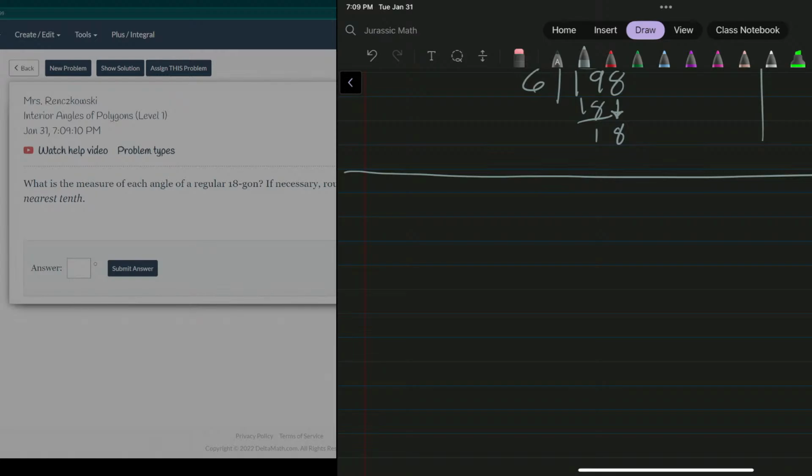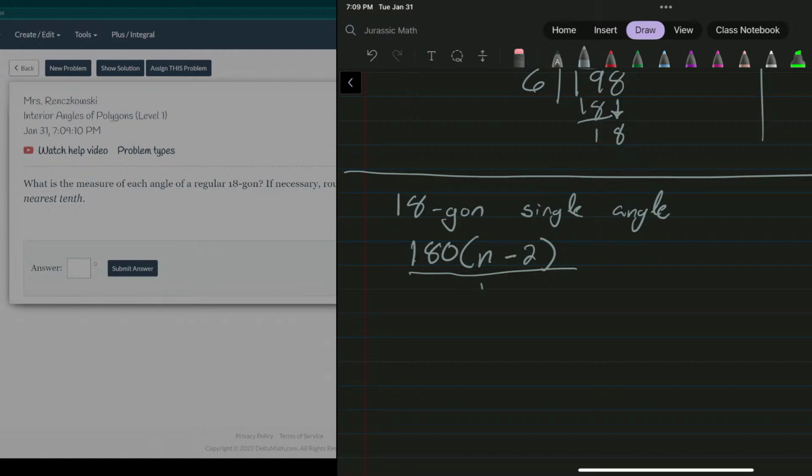What is the measure of an 18-gon? And they want a single angle. So single angle. So for this, we need to memorize that formula. 180 times n minus 2, where n is the number of sides. And then you want to divide by the number of sides as well.